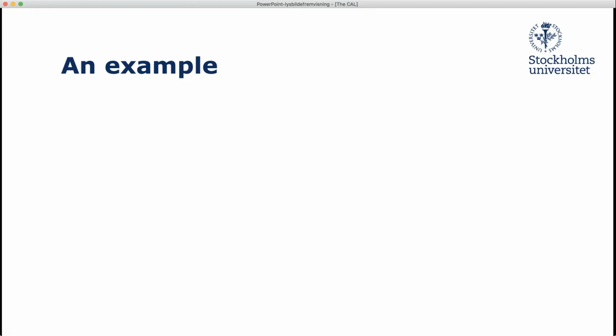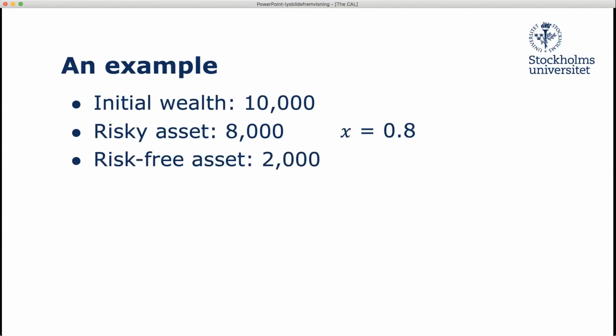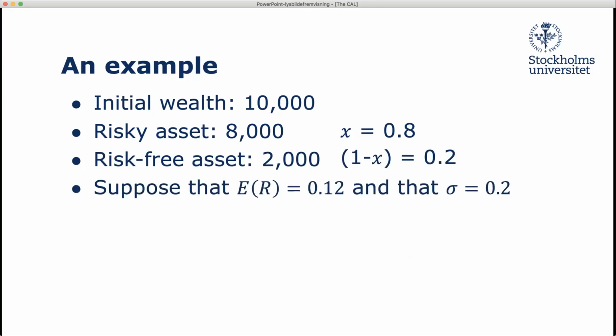Let us quickly see an example of all of this. Assume that we're going to invest a total of 10,000 and 8,000 of them are going to a risky asset, the stock of Ericsson. The weight on Ericsson is then equal to 0.8. Also, the rest is placed in the bank. The weight on the risk-free asset, in this case, is 0.2. Suppose that the expected return of the stock of Ericsson is 12% and that the standard deviation of this return is 20%. Suppose further that the interest rate is 5%.